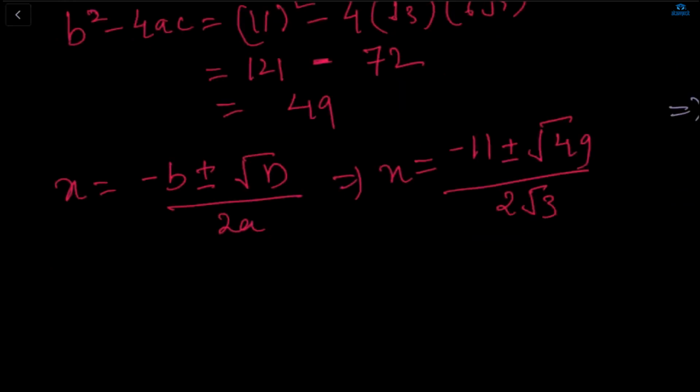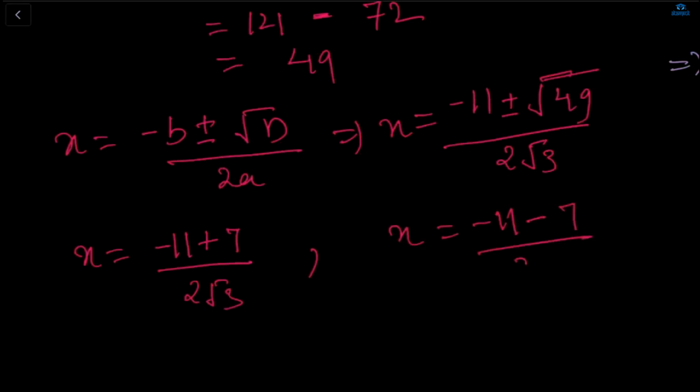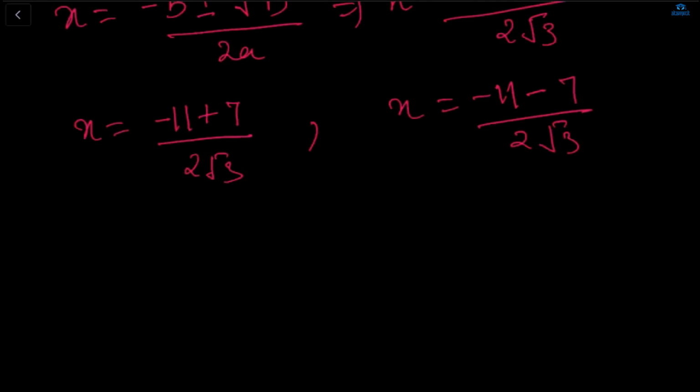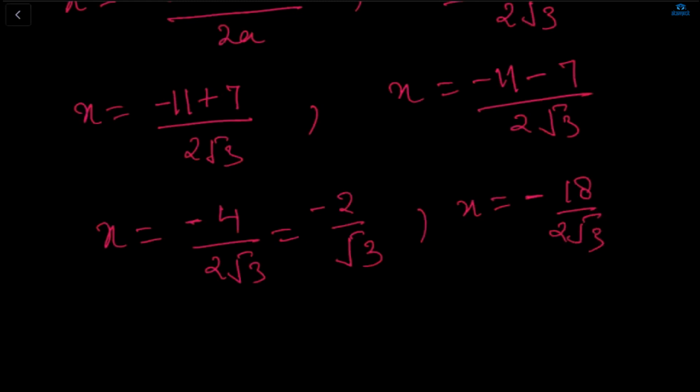So we have got the value of x as minus 11 plus 7 upon 2 root 3. Root 49 gives you 7. And x is equal to minus 11 minus 7 upon 2 root 3. So x can be written as minus 4 upon 2 root 3, which can further give you minus 2 upon root 3, and here x is equal to minus 18 upon 2 root 3, which will further give you what?